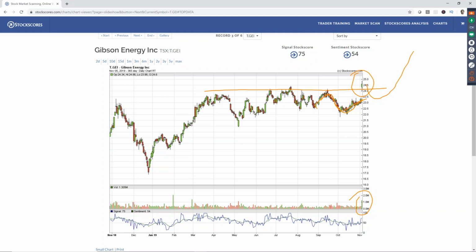Why? Because this volatility tells us that investors have some uncertainty. So I'd give this one a 6.5 out of 10. And the main problem is that it's a little too volatile. Next one.